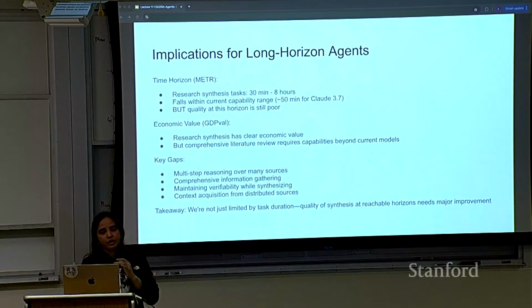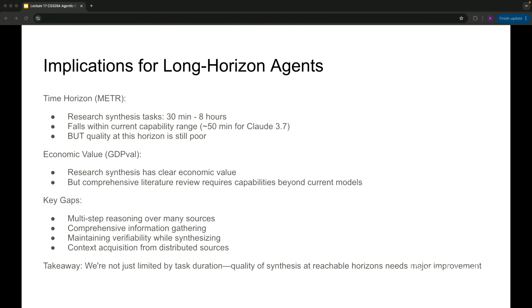high quality. In terms of economic value, research synthesis tasks show up in, say, financial research. They show up in a lot of different research tasks, so they have clear economic value, but they definitely require capabilities that current models are not always hitting, and oftentimes the gaps are coming from multi-step reasoning, from being able to do a comprehensive job at information gathering, and maintaining verifiability while you're synthesizing this information.